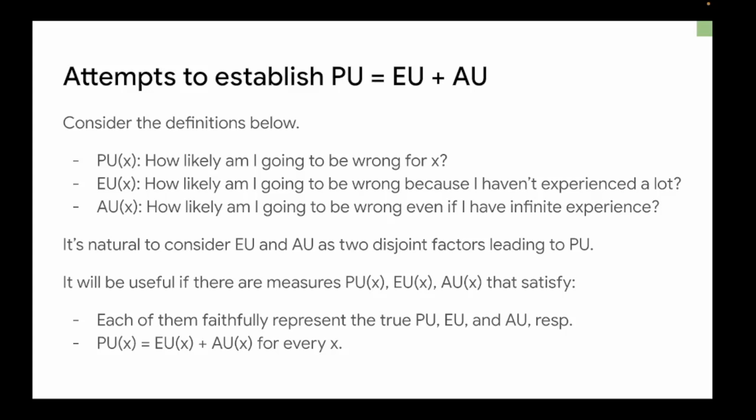If you look at EU and AU, these are giving disjoint reasoning for why I got it wrong. And PU is encoding why I got it wrong, simply. So that gives you a summation relationship in a sense. And so conceptually, it will be very useful if there are separate measures, PU, EU, and AU for each X. That's going to faithfully represent each type of uncertainty correctly, as well as with the guarantee that the summation relationship holds.